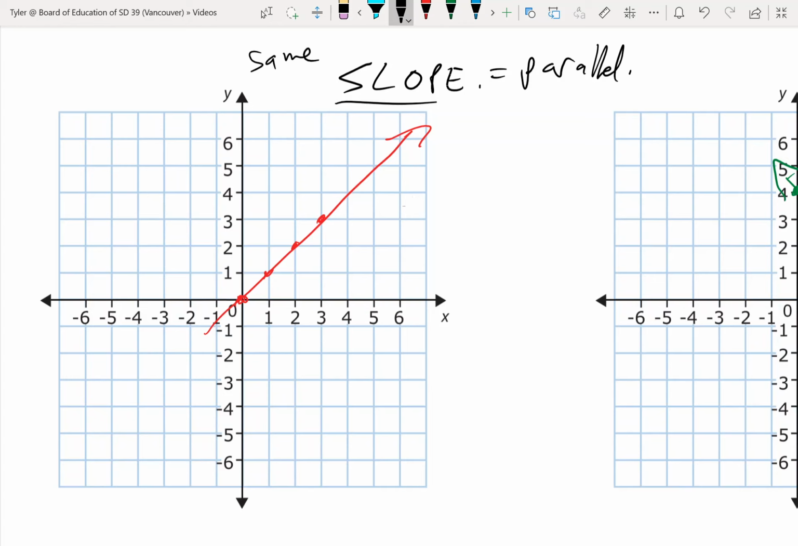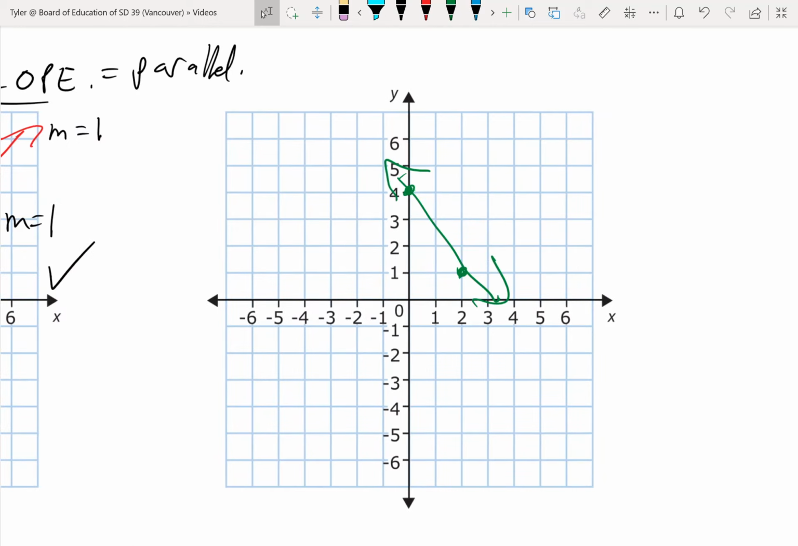So this one, you can see the slope is over 1, up 1, so the slope is equal to 1. So if I wanted to have a parallel line, I would have to make another line that has over 1, up 1. So if I can see these two lines, and you can tell just by looking, they're the same amount of distance apart the entire time. They both have the slope equal to 1. That means they are parallel. Let's look at this one.